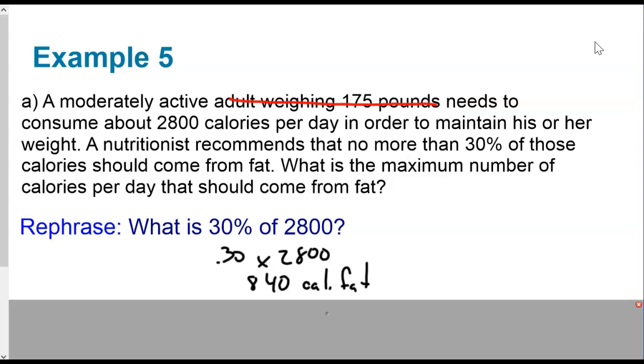So remember, we're deciphering what it is that it's asking and how we can rephrase it in a way that we can solve the problem. Let's go and look at the next problem.